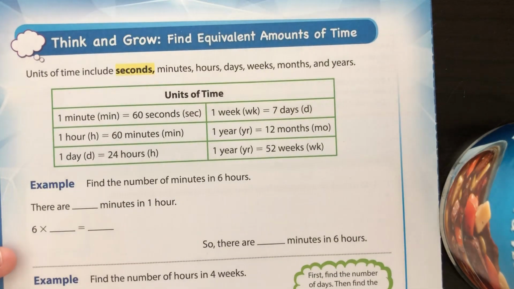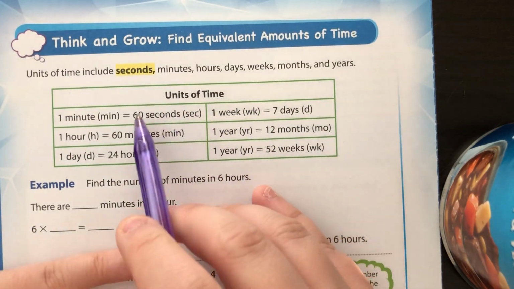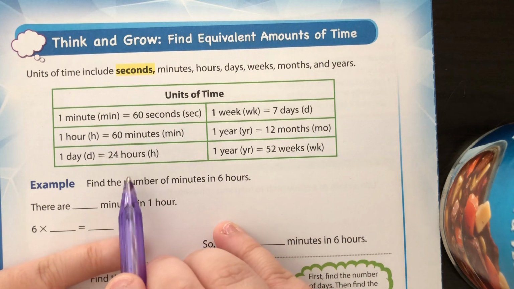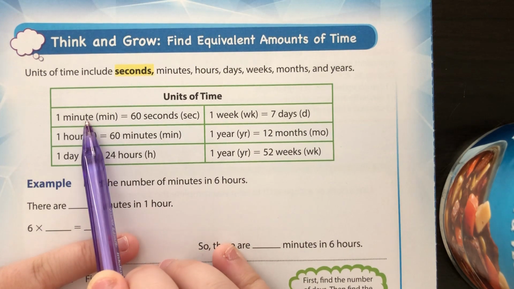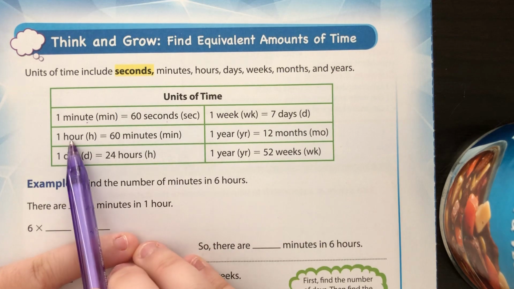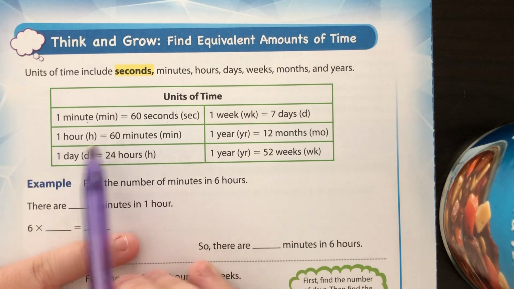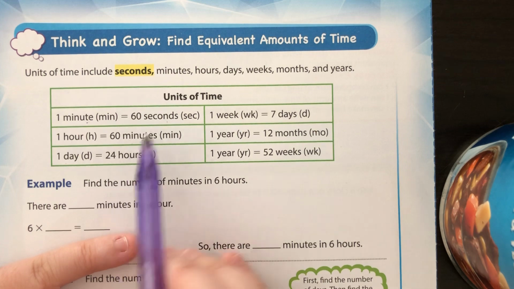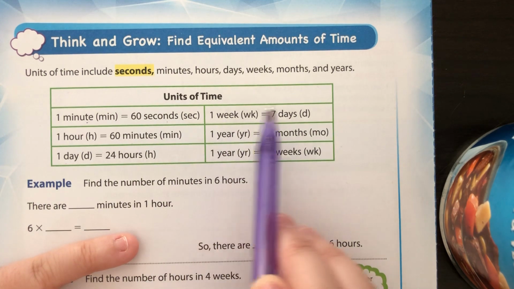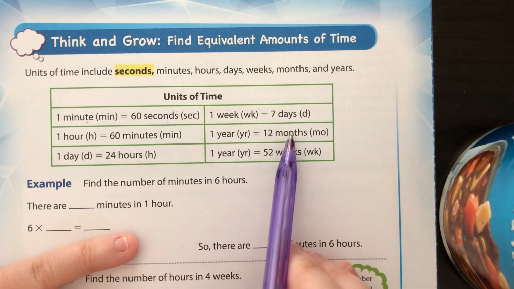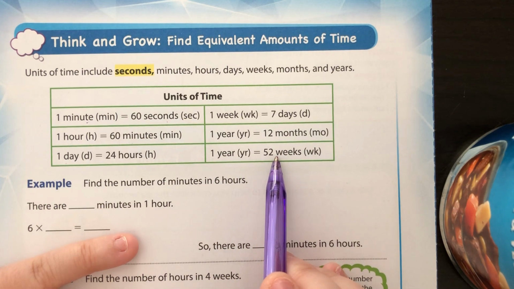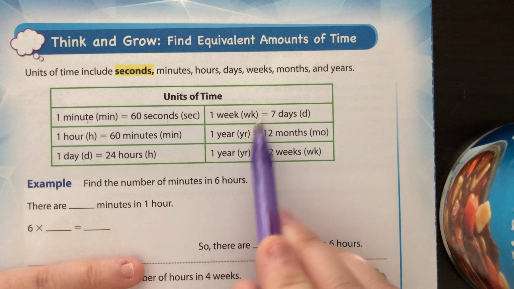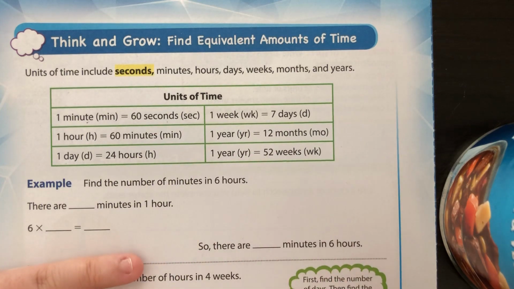We are going to start by looking at our very useful chart right here that is going to talk about all the units of time we have to work with. We know that 1 minute is 60 seconds. We know that an hour has 60 minutes and a day has 24 hours. We also know that a week has 7 days, 1 year has 12 months, and 1 year has around 52 weeks. Okay, that's what we're going to work with for this lesson.